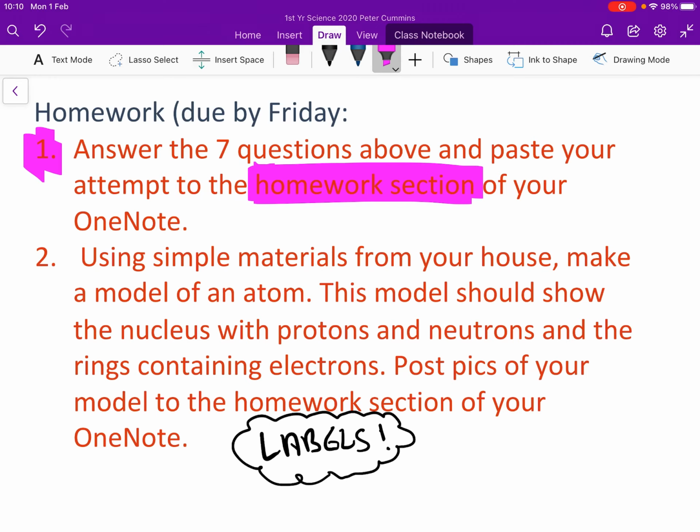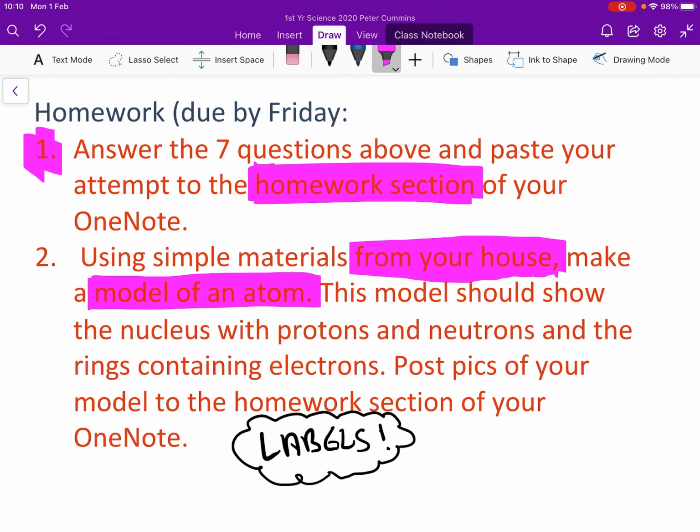Okay, the second thing I want you to do, using materials from your house. You don't have to go buying stuff. I guarantee I've seen this made from all sorts of random bits of stuff from your house. I've seen it made from jelly beans and string, from spaghetti, from Play-Doh, from shoelaces, and from loads of different stuff.